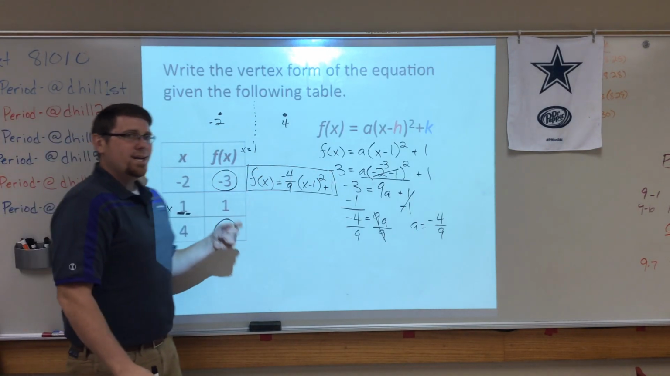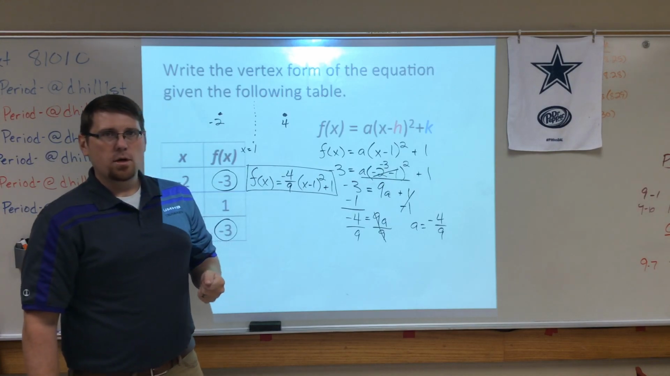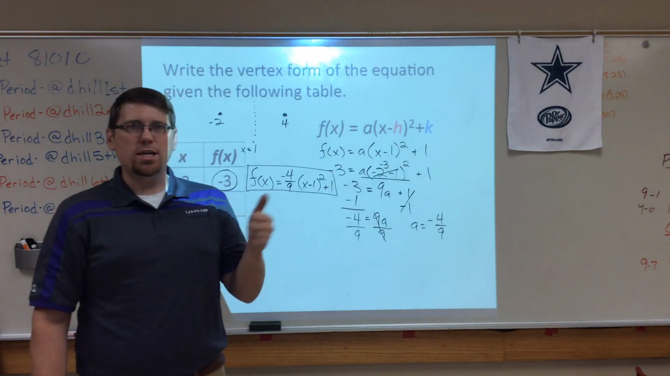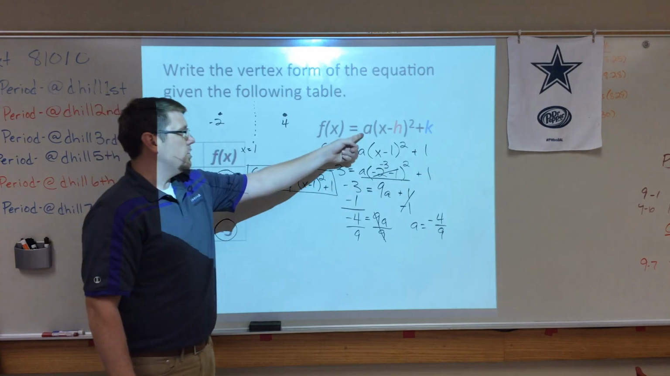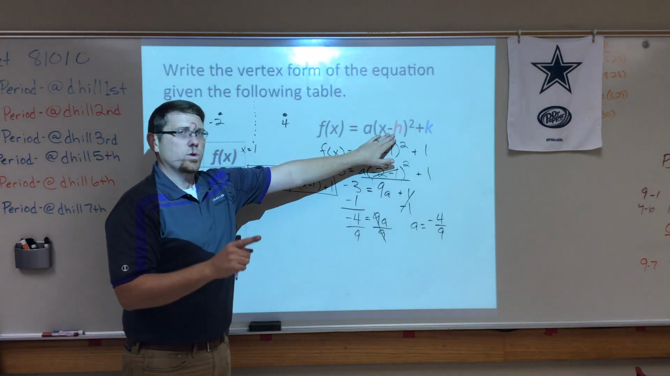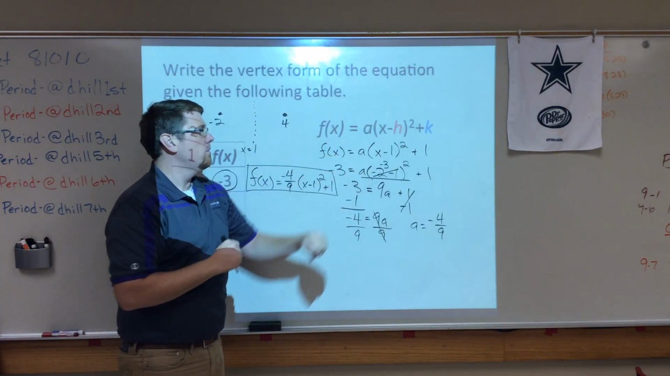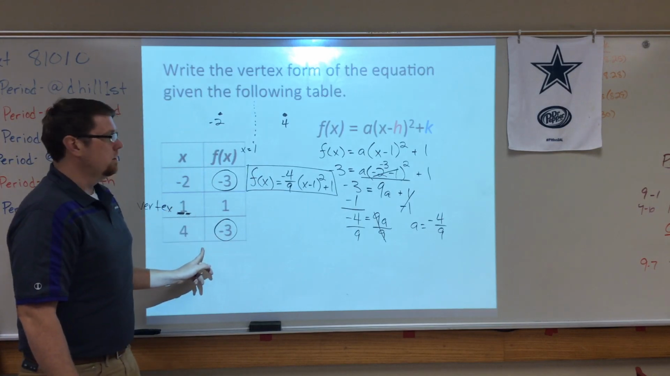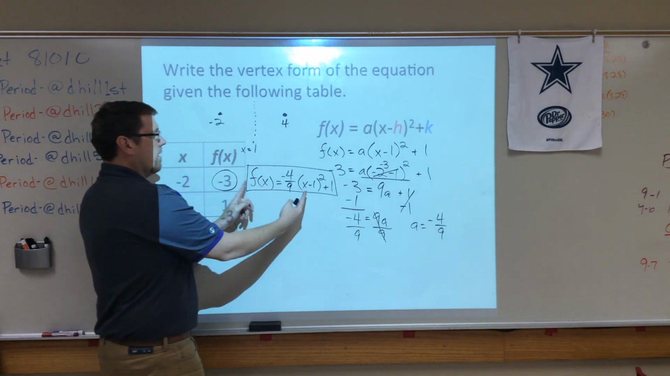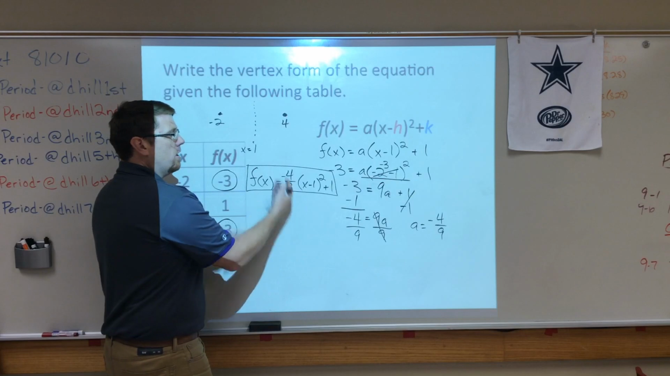Okay. 3 simple steps. Plug in the h and k value into your equation, being sure to switch the signs of your h value. Choose a coordinate, substitute them for f of x and x, solve for a.